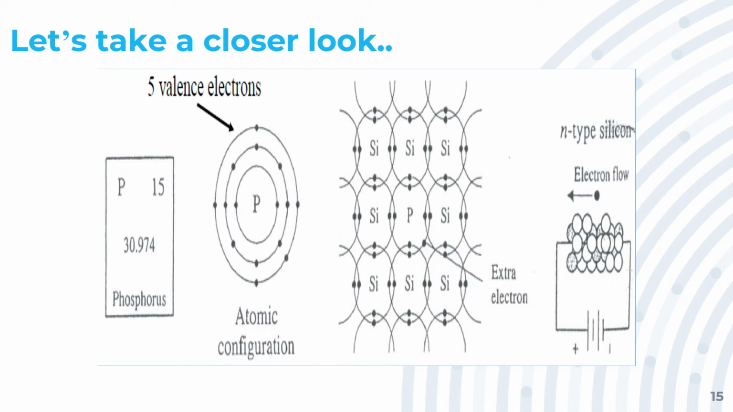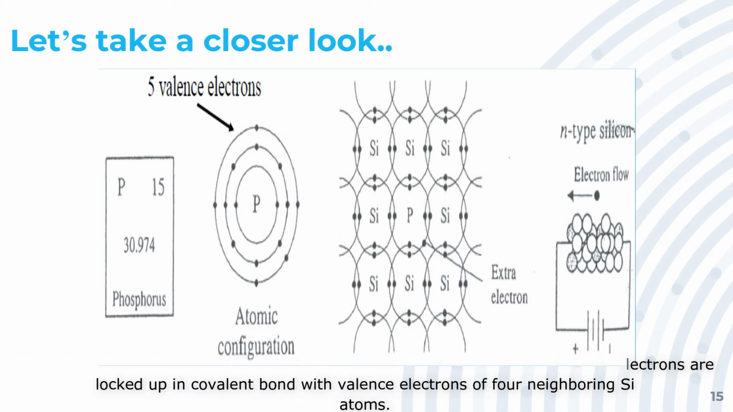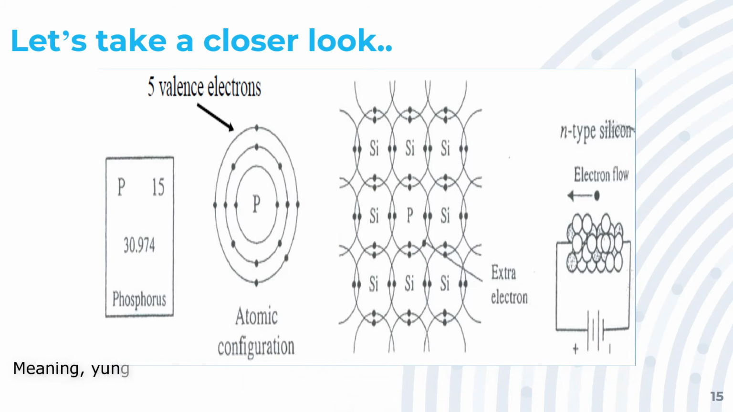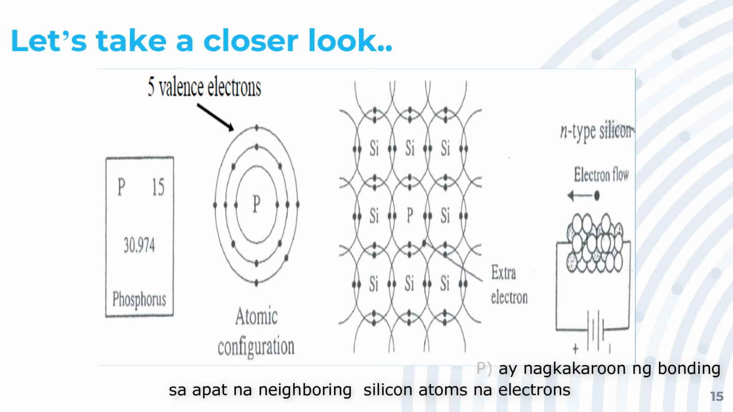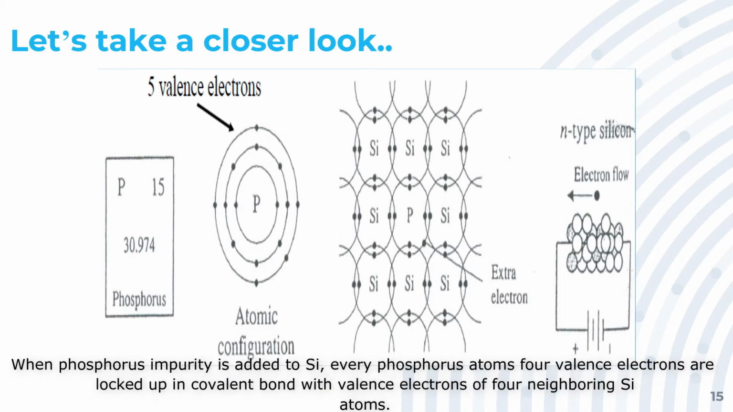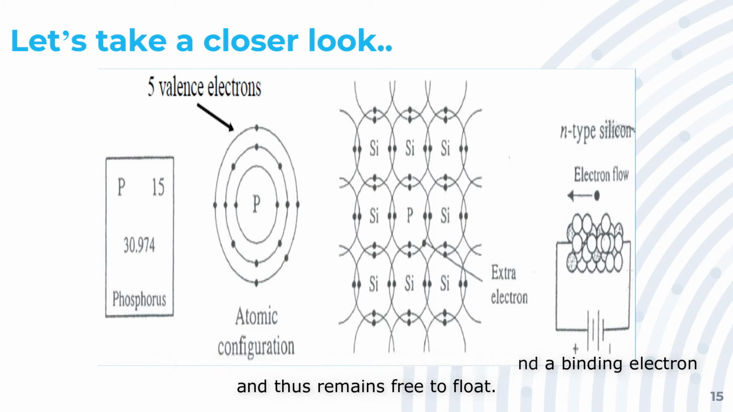So when a phosphorus impurity is added to silicon, every phosphorus atom's 4 valence electrons are locked up in covalent bonds with valence electrons of 4 neighboring silicon atoms. Meaning, yung 4 na valence electrons ng phosphorus ay nagkakaroon ng bonding sa 4 na neighboring silicon atoms na electrons. However, the 5th valence electron of the phosphorus atom does not find a binding electron and thus remains free to float.